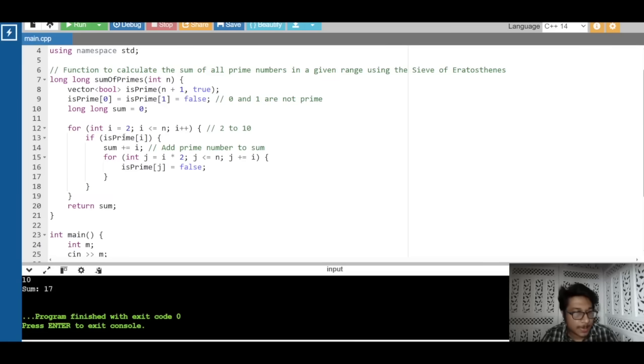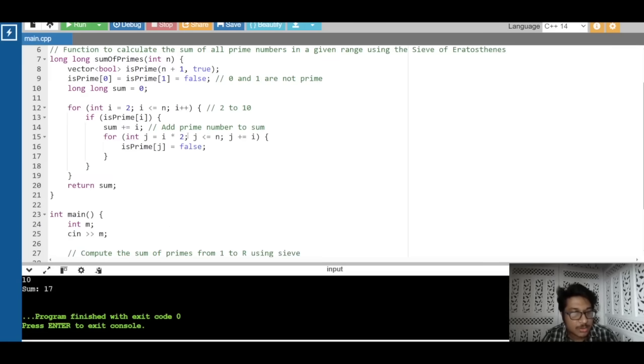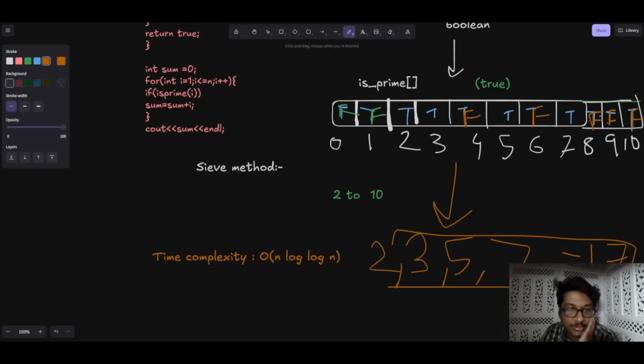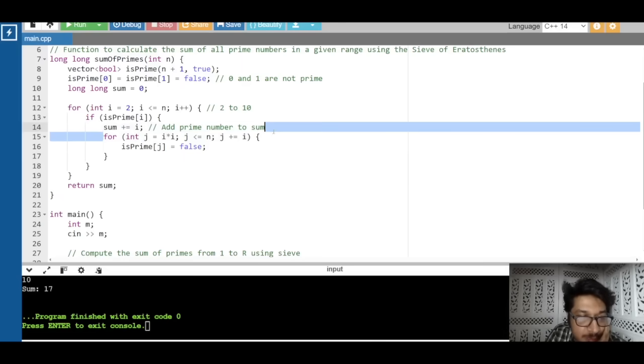This loop now, we are doing j equal to i multiplied by 2. Even if I do, instead of i multiplied by 2, right? Because I need to go for all the multiples of prime numbers to be false. Instead of going from 2i, if I start from i square, then also my solution would be completely fine. If I run this, it is still fine. Okay, why? But one interesting observation is this can further be optimized to i squared to n.